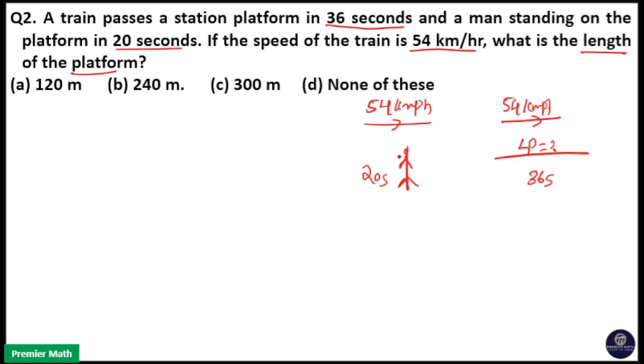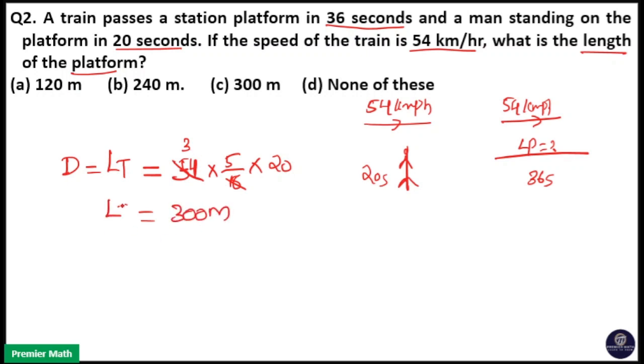So here in the first case, distance covered is equal to length of the train, because man has no length here. So length of the train is equal to speed into time. Speed is equal to 54 km per hour. So I will convert it as meter per second because time is in second. So into time is equal to 20 seconds. So here 18 into 3 is equal to 54. 3 into 20, 60, 60 into 5. 300 meter is the length of the train here.